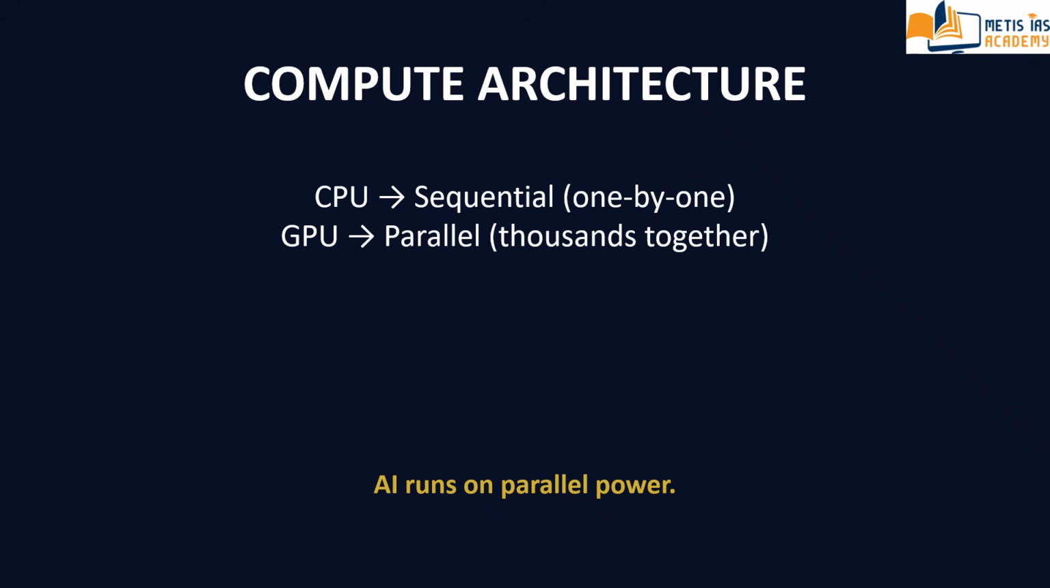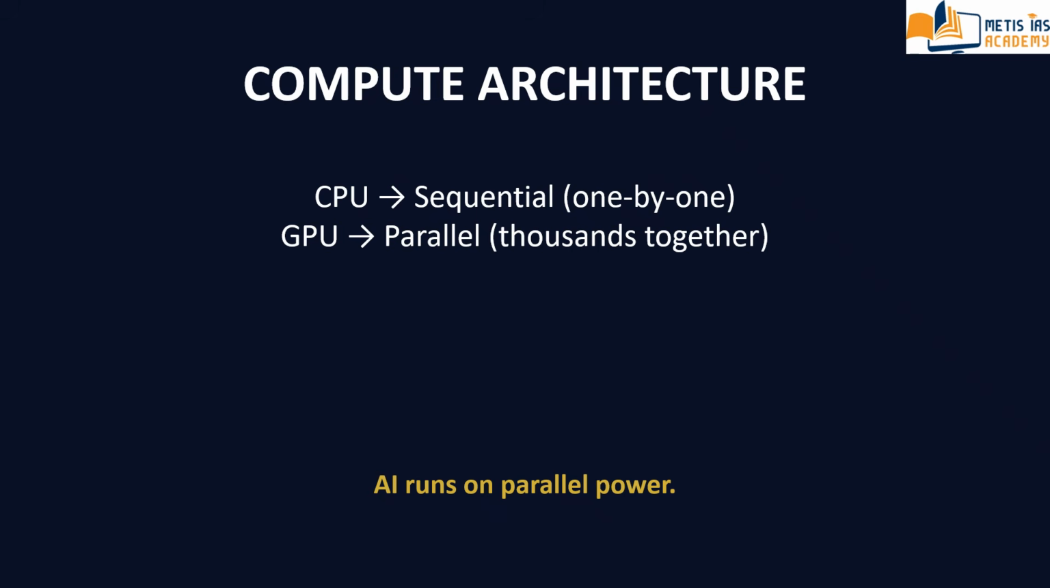Now the key difference lies in architecture. A CPU is built for strong general purpose processing and controlled execution across various tasks. Then comes GPU. GPU is built to handle very large numbers of similar operations simultaneously. This is the heart of the distinction: sequential versus parallel strength. Sequential for CPU, parallel strength for GPU. Sequential means one by one, then parallel means thousands together.